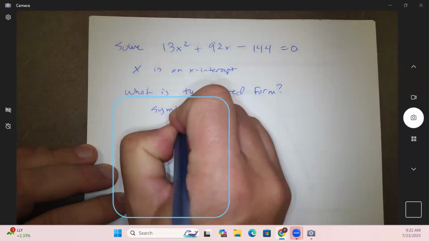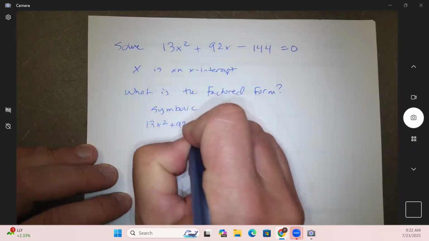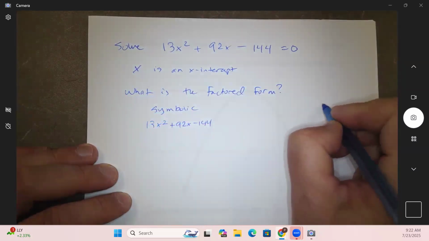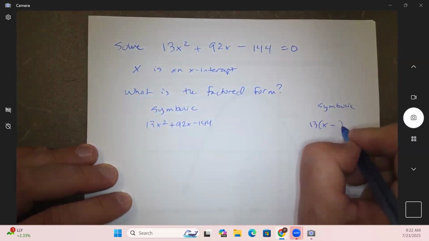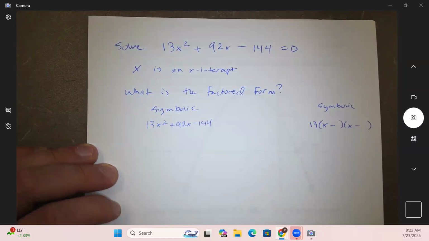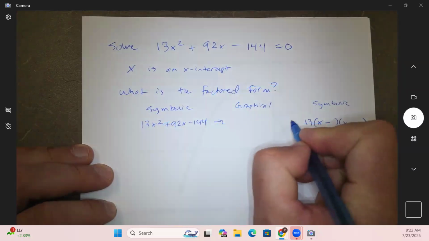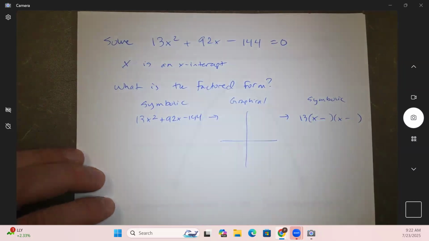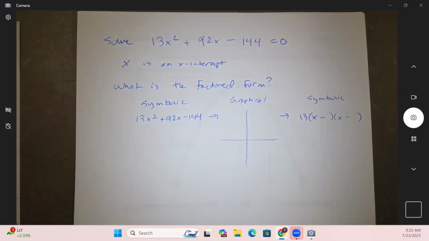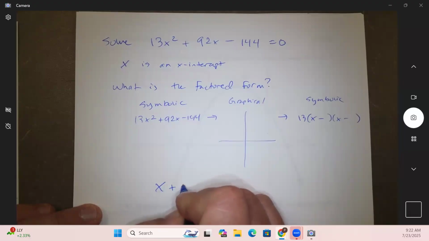I'm here in the symbolic, 13x squared plus 92x minus 144. I want to get it over here to the x minus and x minus form. I'm going to work through the graphical to help me. And when I do that, I know you can't see this, but you did see the graph. I see that this is x plus.